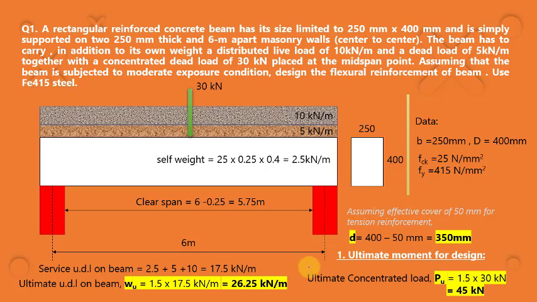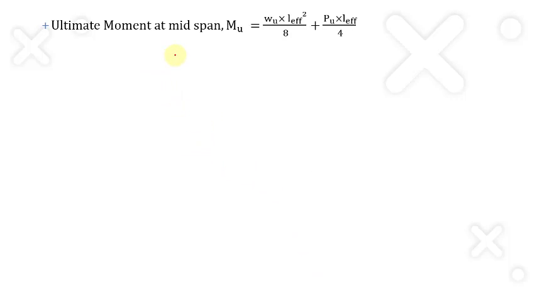Next, what will be the ultimate moment at midspan? The ultimate moment at midspan will be the moment because of the UDL at midspan, which will be W into effective span square divided by 8, and you have to add to this the moment because of the concentrated load at midspan, which will be the ultimate concentrated load into effective span divided by 4. As you can see, you have to compute the effective span in order to compute the ultimate moment.